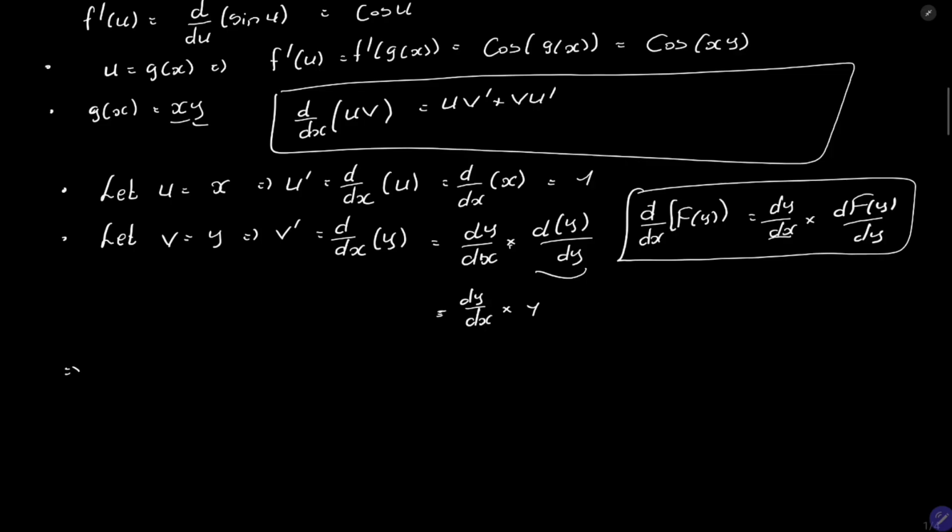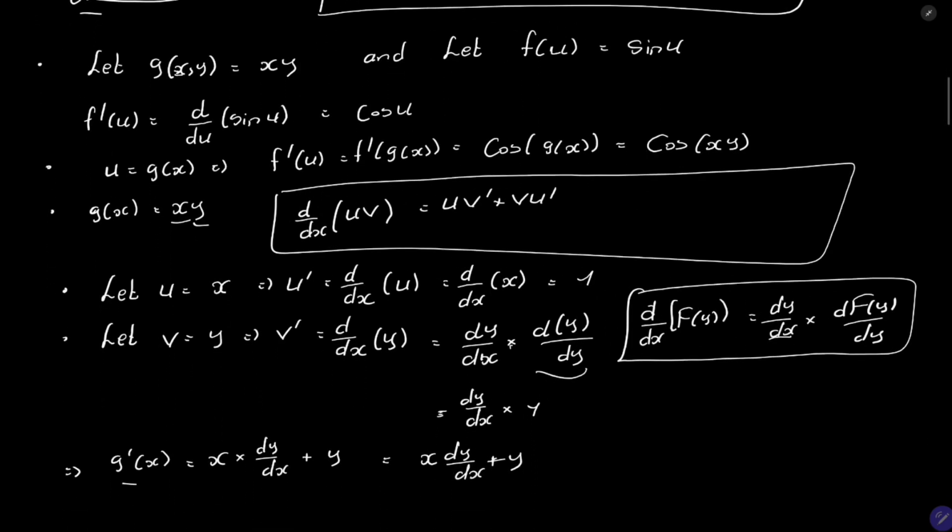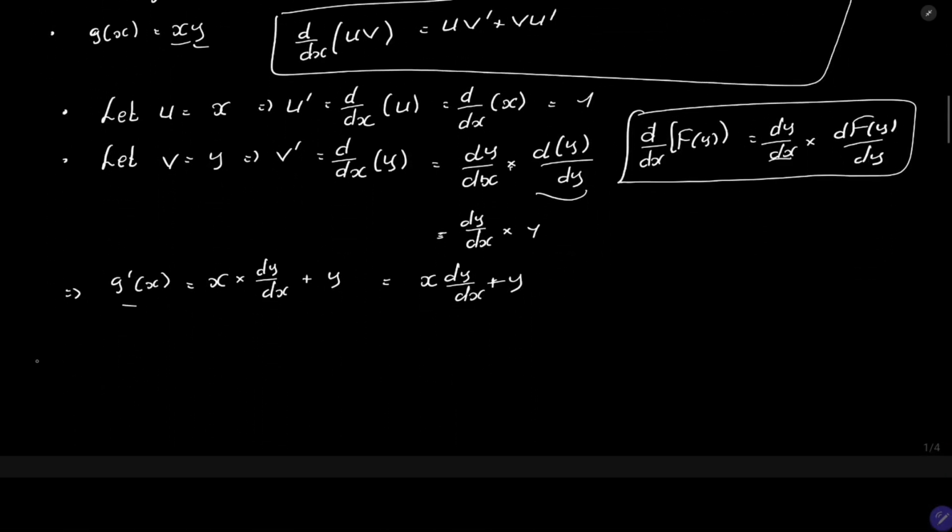So we can then conclude that g prime of x, which is u dv, what is u? x times dv, which is dy on the x, plus v, which is y, times du, which is 1. So this gives us x dy on the x plus y. So we have calculated our g prime of x and we have calculated our f prime of g of x. So we can then calculate the derivative for our first term, which is f prime of g of x times g prime of x.